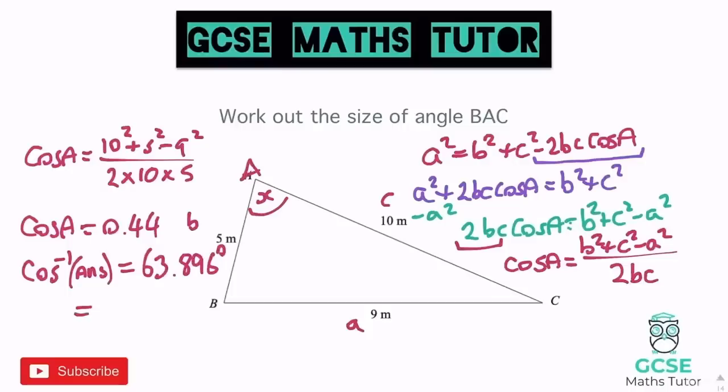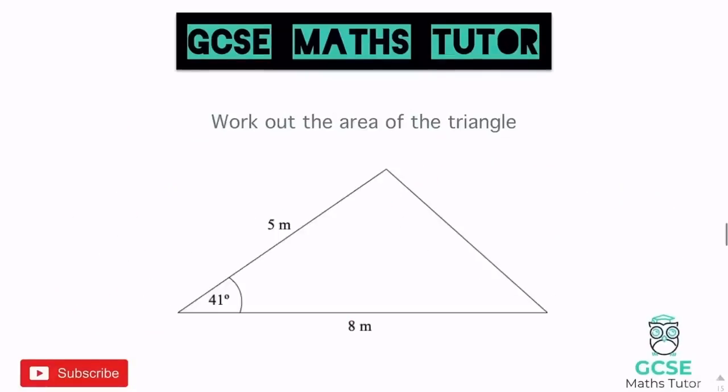And again, we could round that, so we could just go to one decimal place, 63.9 degrees. Again, just reading the question. And that's how to use the cosine rule for finding angles. Moving on to the area of a triangle.